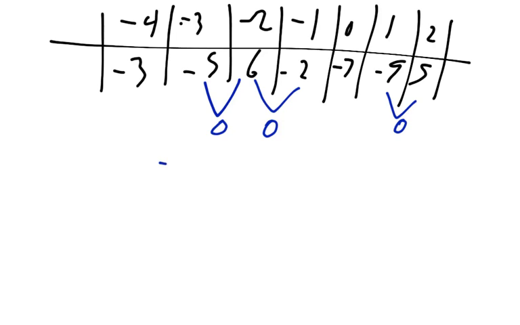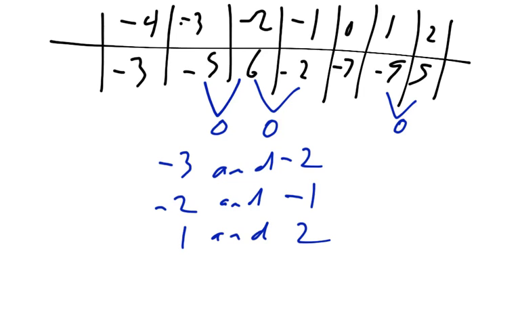Now don't just write that down. Between negative 3 and negative 2 would be one set. Between negative 2 and negative 1 would be another set of zeros. And between 1 and 2 would be another set of zeros. The second set should be up later.